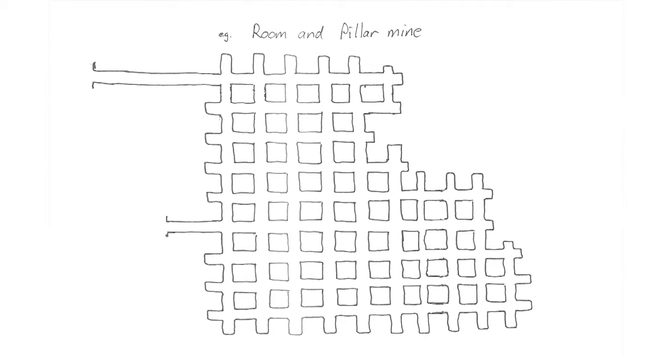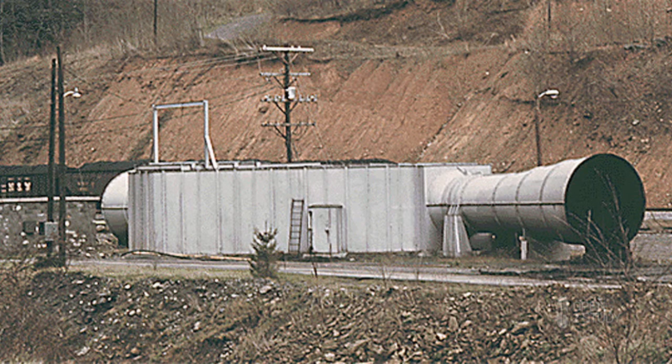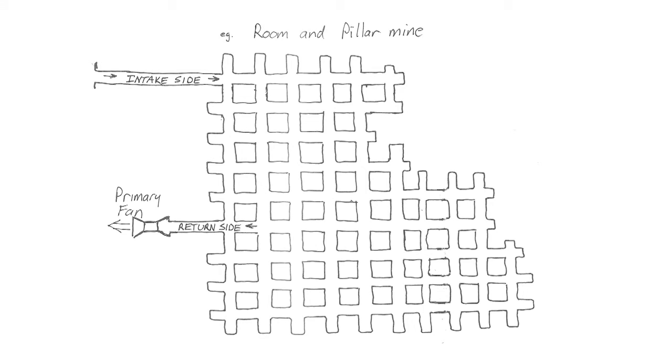To consider the basic principles of ventilation in an underground mine, let's consider some room and pillar workings. In general, a ventilation system seeks to direct air in the mine through an entry shaft or tunnel called the intake side and direct it back to the surface via a different path called the return side. Air flows in response to differences in pressure, which for underground mines are generated by primary fans situated at the surface. Fans can either push air in at the intake side or suck air out at the return side. Each approach has its own advantages and disadvantages.